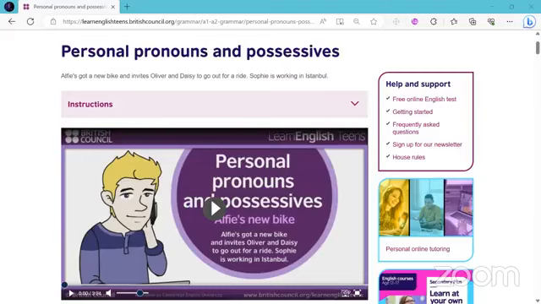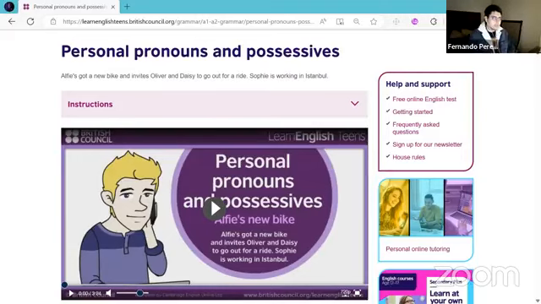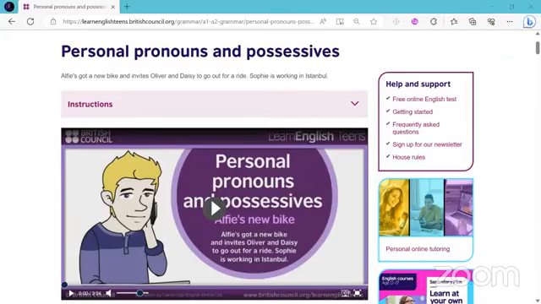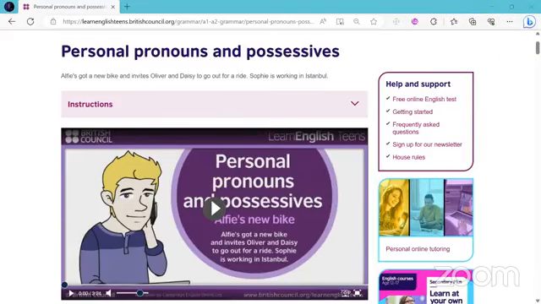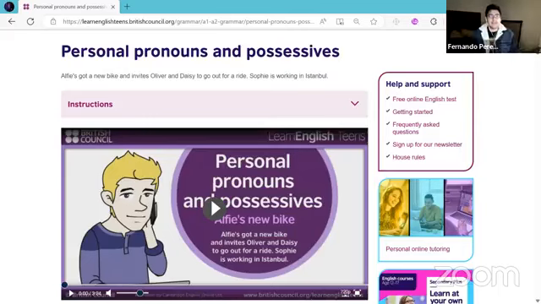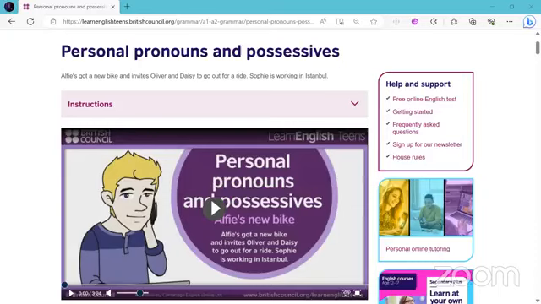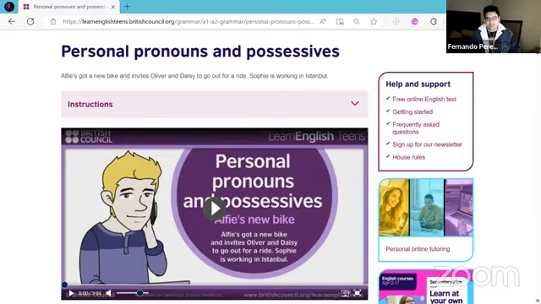When something is my... when something is mine. When something is mine, those are the possessives, no? When you have something, you use a possessive, right?